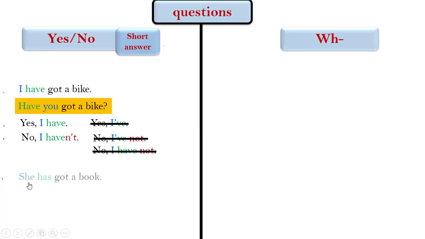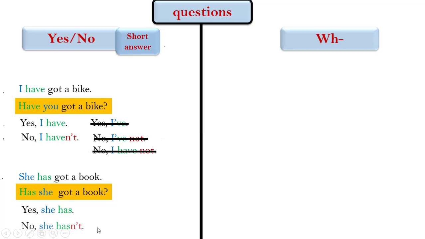Okay, so she has got a book. The question: has she got a book? So we change has and she, and got a book is the same. The answer, yes, she has. No, she hasn't. Okay, and it's the same for all the subjects. Now let's move to WH questions.